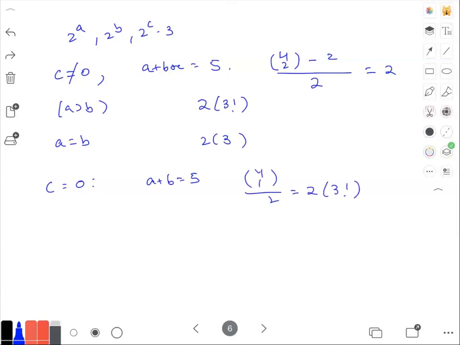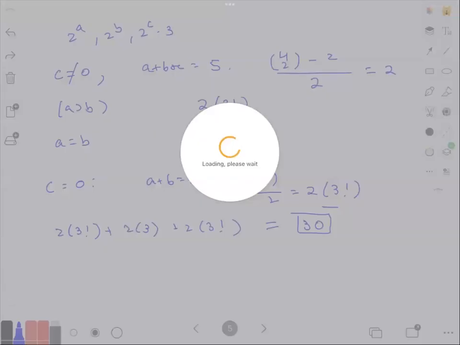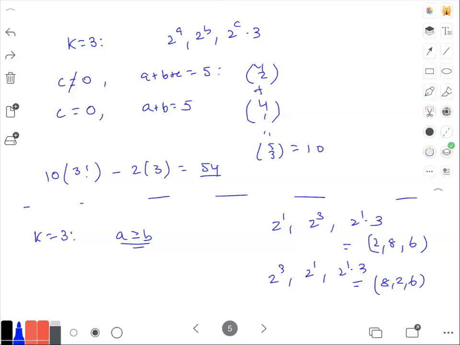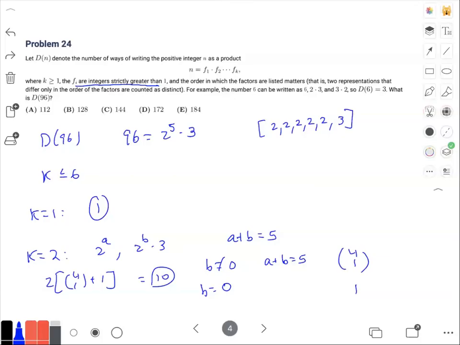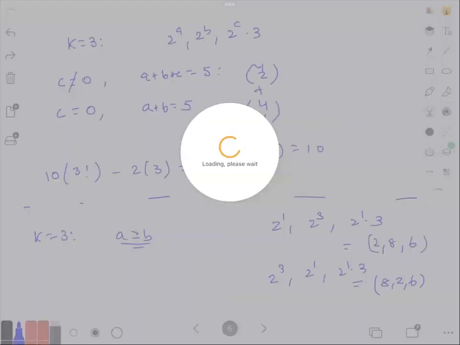So if we were to add 2 times 3 factorial, plus 2 times 3, plus 2 times 3 factorial, these 3 things, we get 12 plus 12, 24 plus 6, 30. So 30 in this case, let's see, that was a wrong approach. 10 in that case, 1 in that case. And then now we get into kind of the straightforward territory.